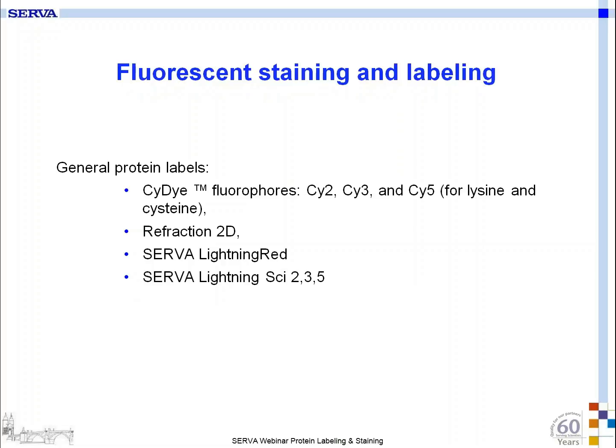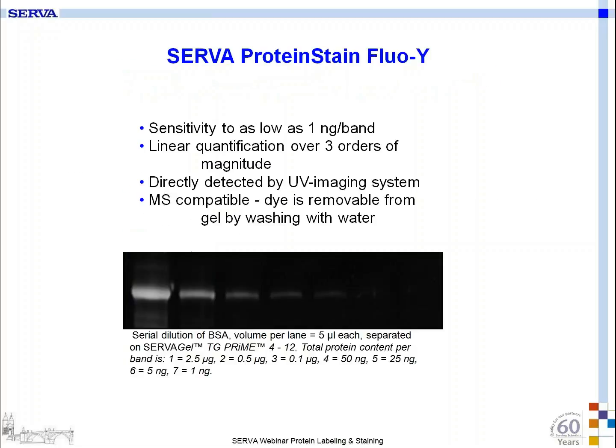And these are the labels, the fluorescent labels that are quite popular on this market of the fluorophores. And these are, of course, the SciDyes, Sci 2, 3, and 5, that are labeling lysines and cysteines, or, as I told you before, our SERVA Lightning Red and the Lightning SciDyes 2, 3, and 5. This is our SERVA protein stain Fluo-Y.